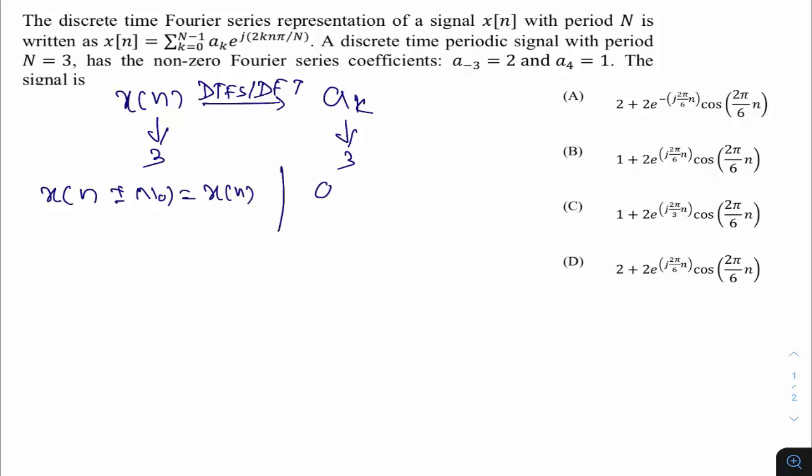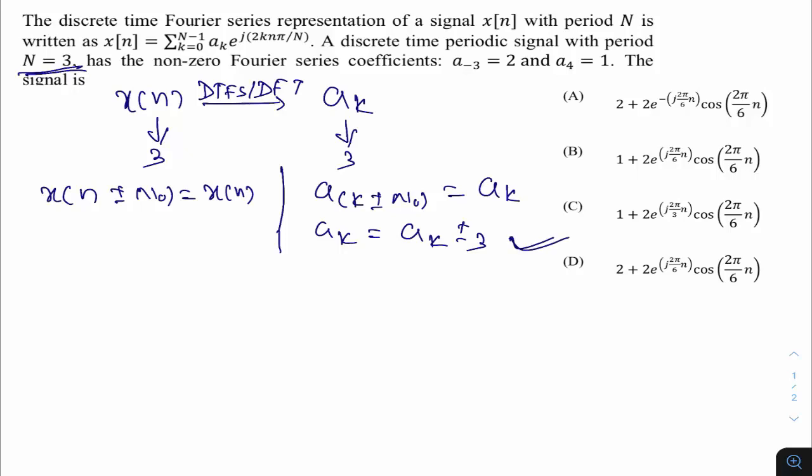Similarly, a of k plus or minus n naught will be same as a of k, where n naught is the period of the signal, which is 3 here given. Okay, fundamental period 3. So here I can say a of k is equal to a of k minus 3. You can say plus sign also, no problem. A of k plus or minus 3. You can say like this. So we need this information while solving these questions.